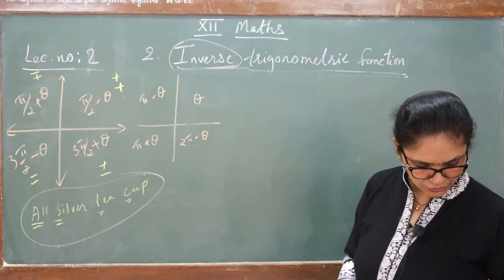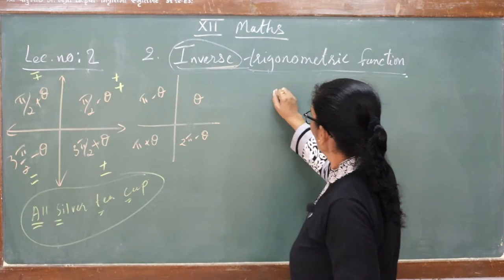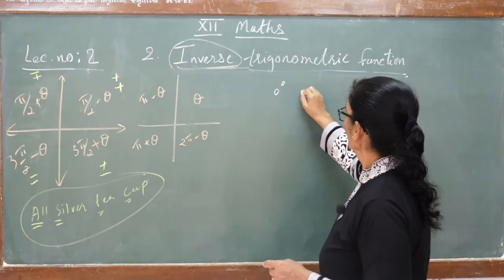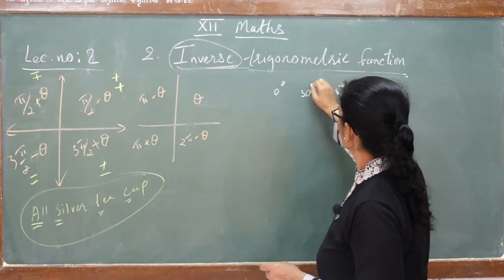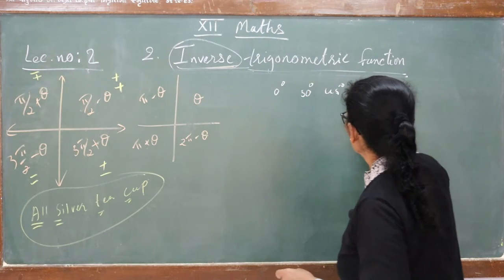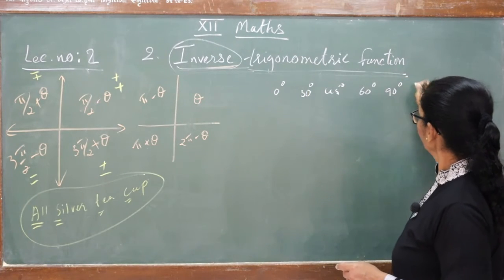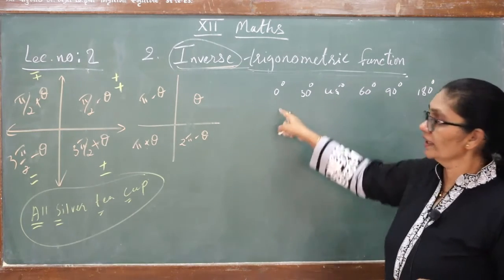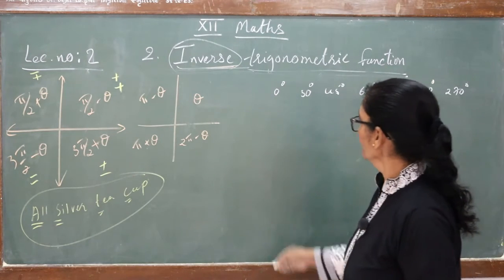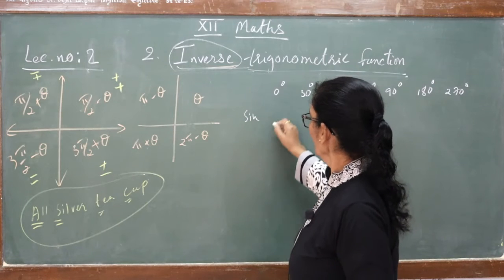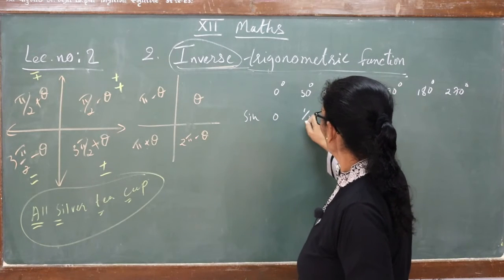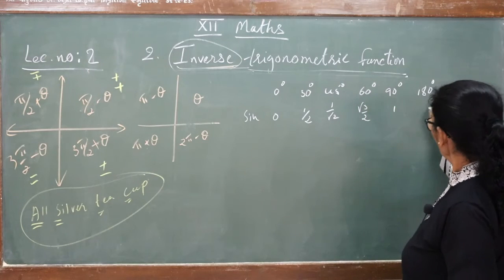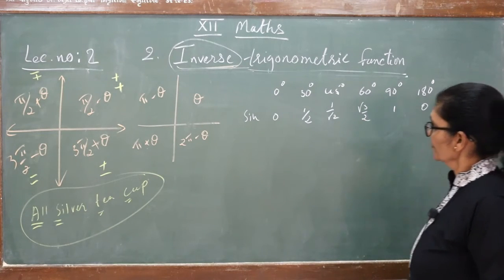Now let's make a values table. First is 0 degree. After 0, what is the next value? 30 degree. Then 45 degree. Then 60 degree. After 60, 90 degree. After 90, we can say 180 degree and then 270 degree. 0 degree is only your 360 degree also. Let's write first for sine. Sine: 0, then 1 by 2, 1 by root 2, root 3 by 2, 1, then 0 and minus 1.